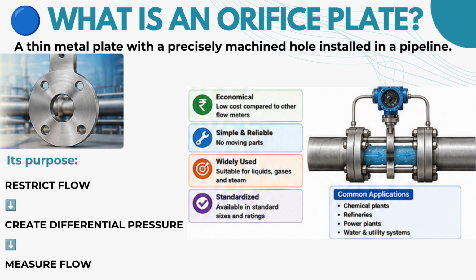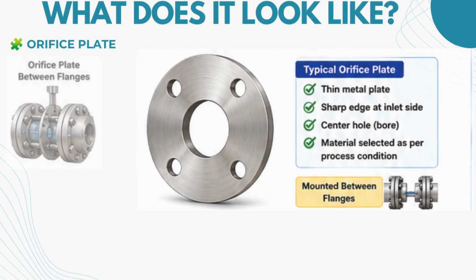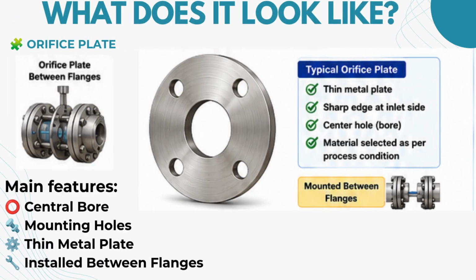When fluid passes through these restrictions, a pressure difference develops across the plate. The differential pressure can then be used to determine the flow rate. The orifice plate itself is relatively simple. It has a machined bore, mounting hole, and suitable material selected according to the process service. It is normally installed between pipe flanges as part of the flow measurement assembly.